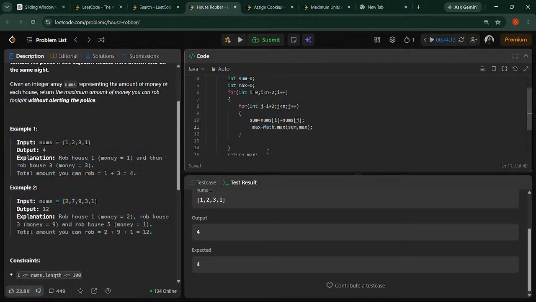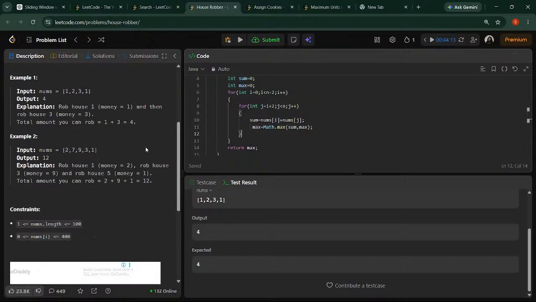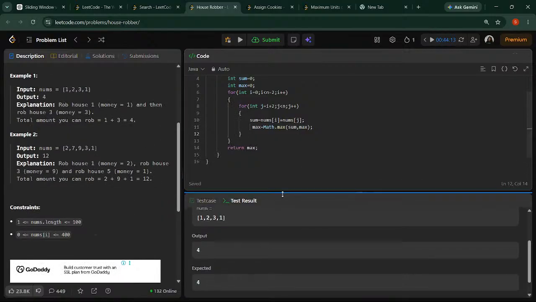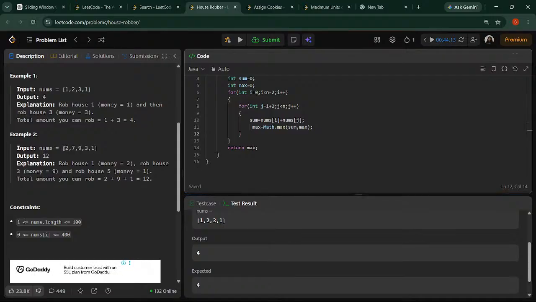Math.max. Okay, 2 plus 9 is 11. I stored 11 as a maximum money.